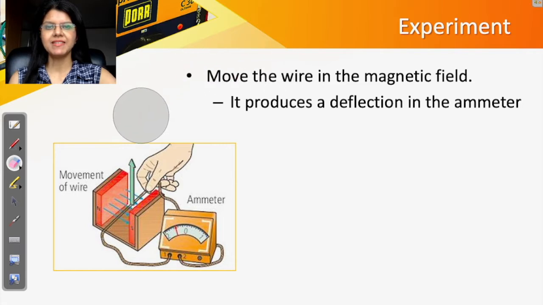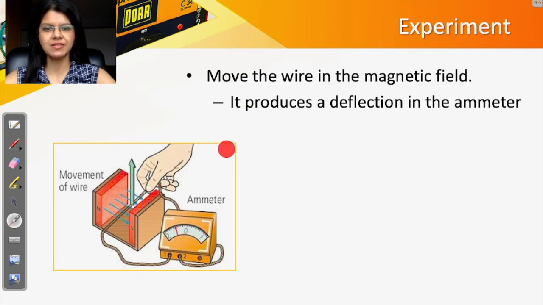So let's talk about an experiment. Move the wire in the magnetic field. It produces a deflection in the ammeter. So what are we talking about? Let us focus on this picture here. Take a wire, right? You are placing it in the magnetic field. So you have two magnets. North pole of a magnet. If it is not very clear, I'll just write it again. So this is the north pole of one magnet, the south pole of the other magnet facing each other. In between you have a region of magnetic field. In this region you have this wire.